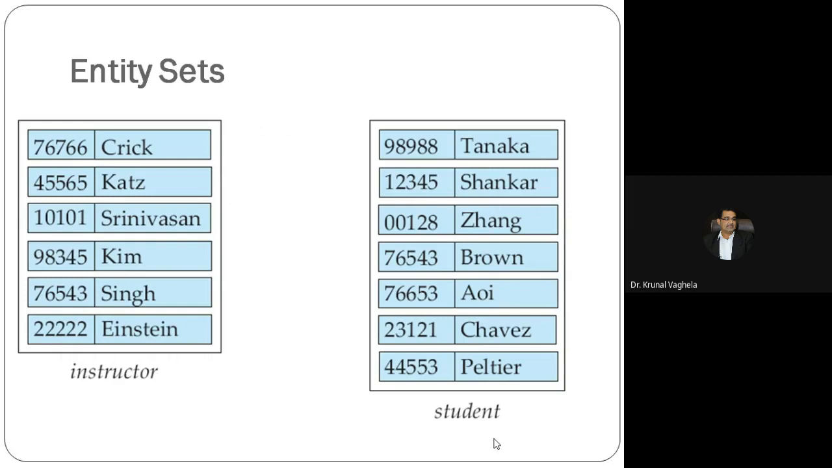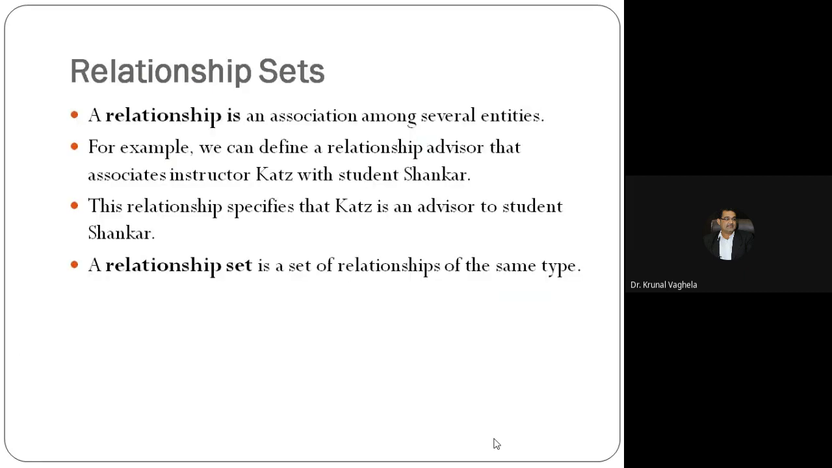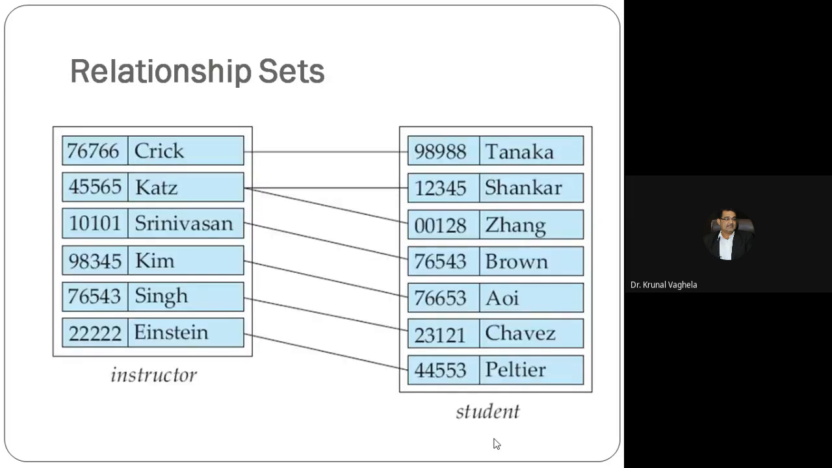Then we have taken an example. There is an entity set called instructor. There is a second entity set called student, and instructor and students, how are they related with each other, right? So a relationship is nothing but an association between two entity sets like this.